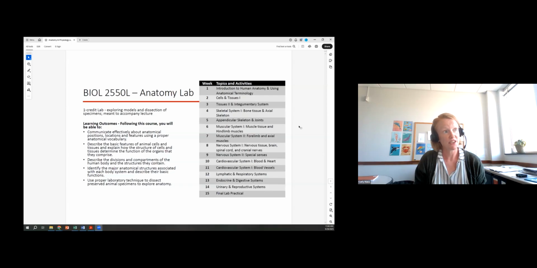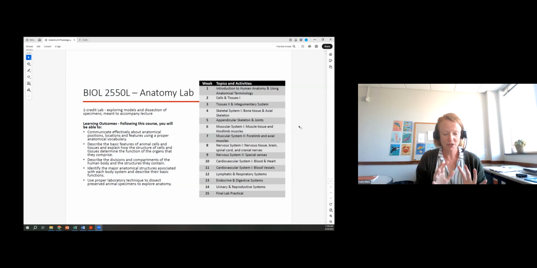The other thing about this course is that the lecture and lab usually are taken concurrently, but not always. Sometimes they take the lecture in a different semester and then they take the lab later on. And so we couldn't assume that they would have their textbook from the lecture course. So we needed to have enough content in the lab manual for them to be able to reference and look at all of that.